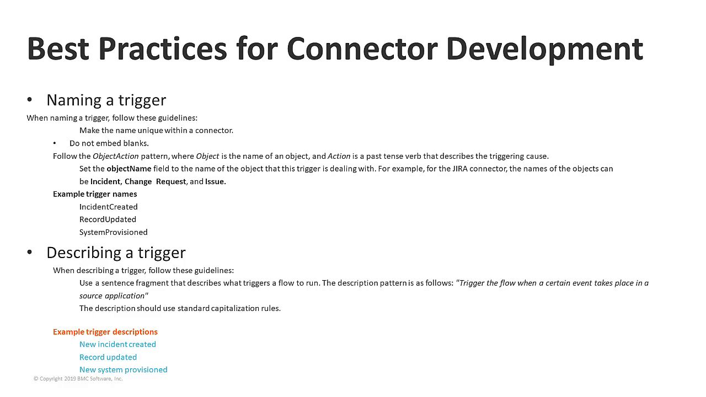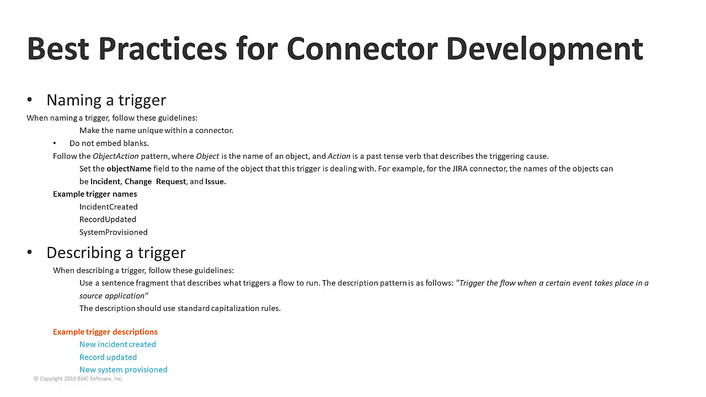So in the case of where you're talking to a thing that has incidents, change requests, or let's say issues, you can do some trigger names such as incident created, record updated. If you're dealing with something like provision systems, you can have system has been provisioned or system provisioned.